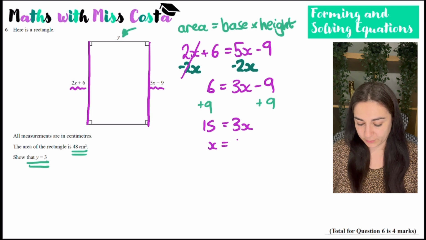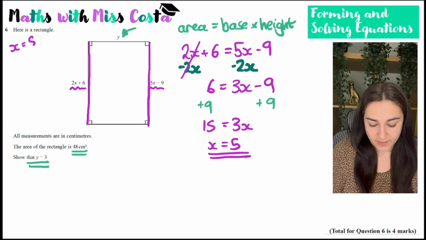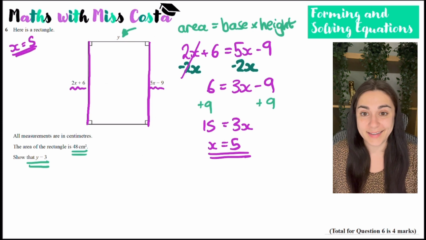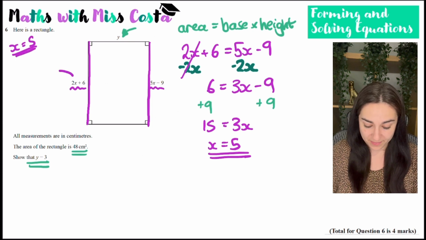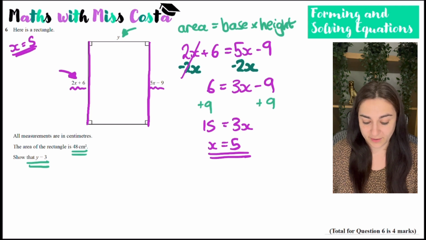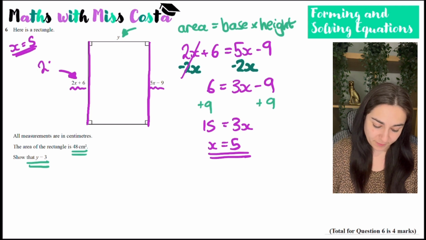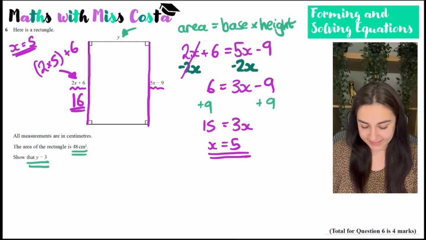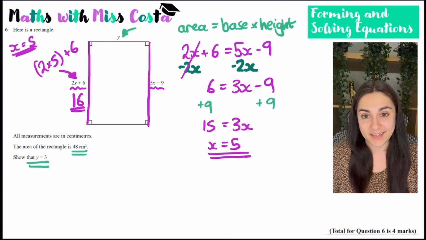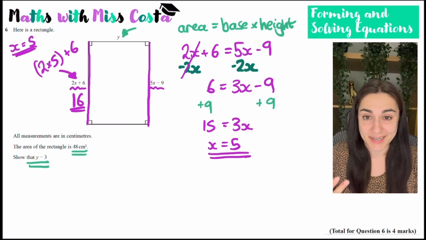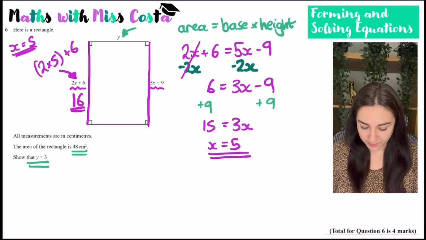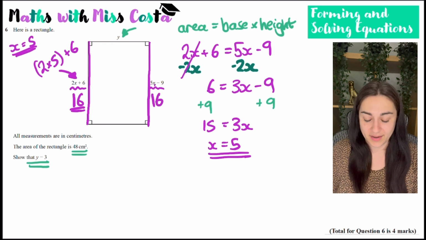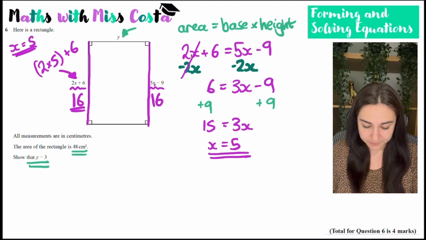So if 3x equals 15, x must equal 5. And if I know that x is 5, I can now use that value to figure out what the length of the side of my rectangle is. So if x is 5, 2 times by 5 plus 6 is going to be 16. So I know that the length of this side is 16. To double check if I've done it right, what's 5 times 5? 25. 25 take 9 is 16. So it works for both expressions.